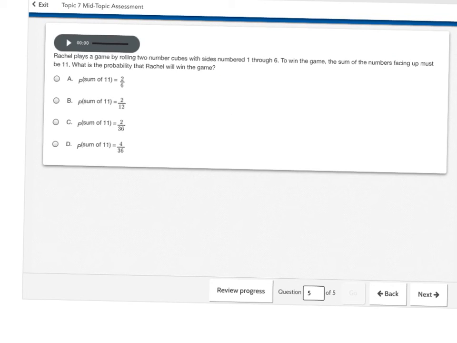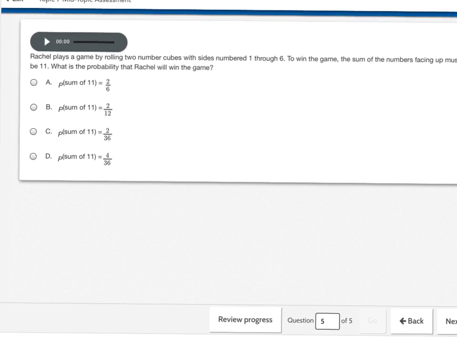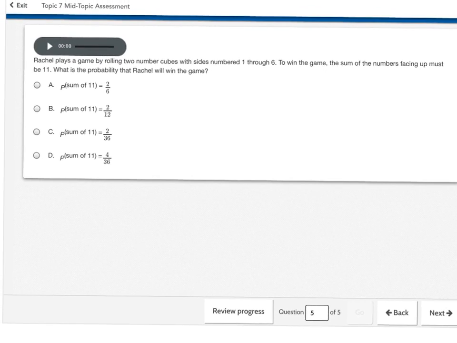If we look at the last question here, question 5: Rachel plays a game by rolling 2 number cubes with sides numbered 1 through 6. To win the game, the sum of the numbers facing up must be 11. What is the probability that Rachel will win the game? She's rolling 2 number cubes, 1 through 6, and to win, the sum must be 11. You had some tables back in your book that listed some different options, and you could look at those.